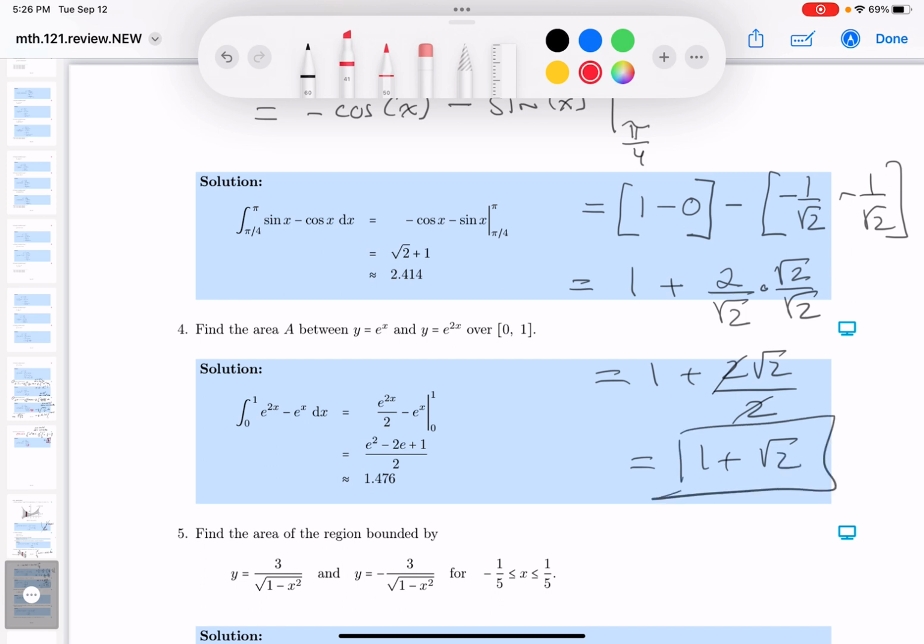What I mean by that is it's an easy number to look at. This is what we're looking at over here. They wrote it as root 2 plus 1, but really 1 plus root 2 and root 2 plus 1 are the same thing.